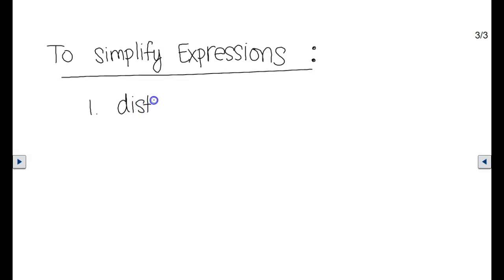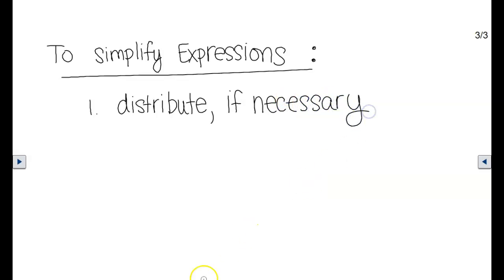Step 1 is to distribute if necessary. So when I see the directions simplify from here on out, the first thing I'm going to do is distribute if it's necessary. Now, how will I know if it's necessary? Well, I'll know it's necessary if I see a number being multiplied by a group. So there would have to be parentheses there to show that group.